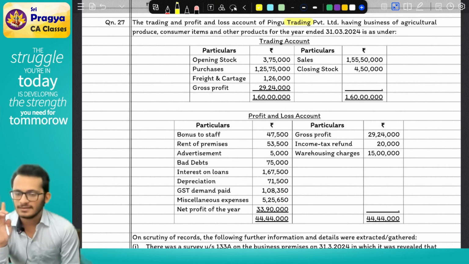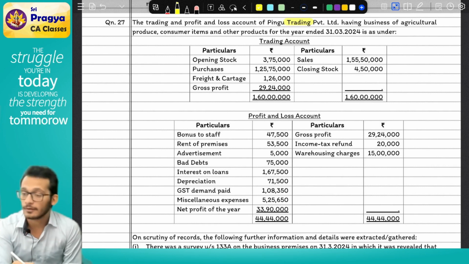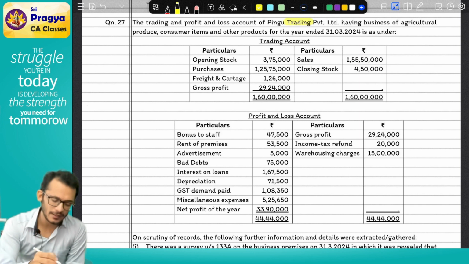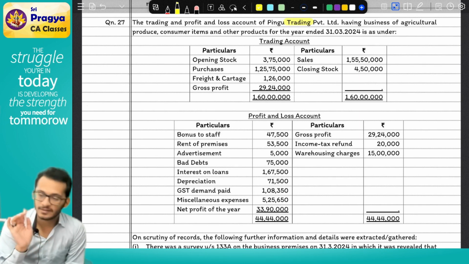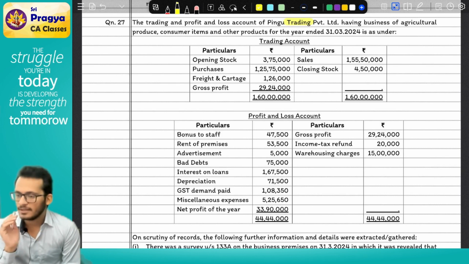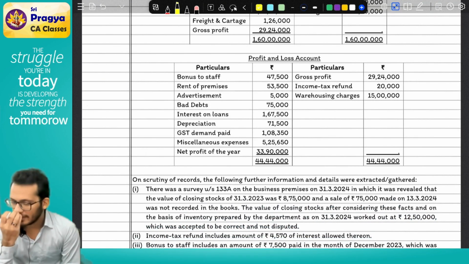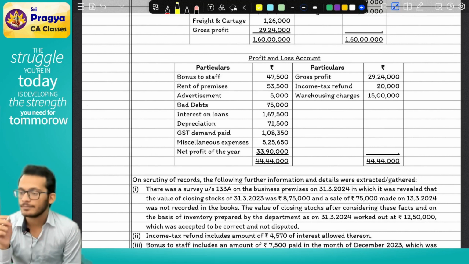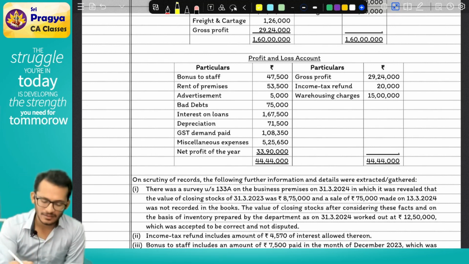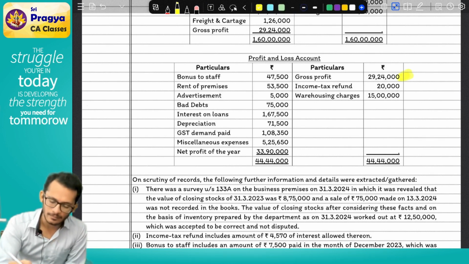Trading account, right side, sales. PGBP, not PGBP. No problem. Closing stock, PGBP. Opening stock, PGBP. Purchases, PGBP. Freight and carriage, PGBP. Nothing has to change. Coming to the P&L account. Gross profit, balancing figure. It's not a PGBP item. It is a balancing figure.